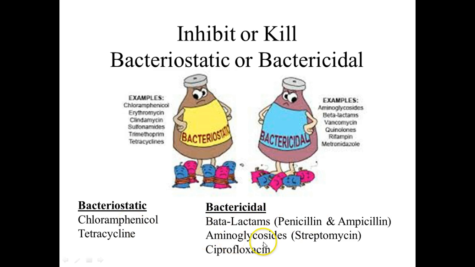Aminoglycosides is another grouping of the ones that will actually kill. The one that we're using in that group is streptomycin, and ciprofloxacin is another one that would actually kill. You can see next to these cute little cartoons more categories and more types of antibiotics that can either kill or inhibit. So we have an example of each. So how do these things work? How do they inhibit? How do they kill?